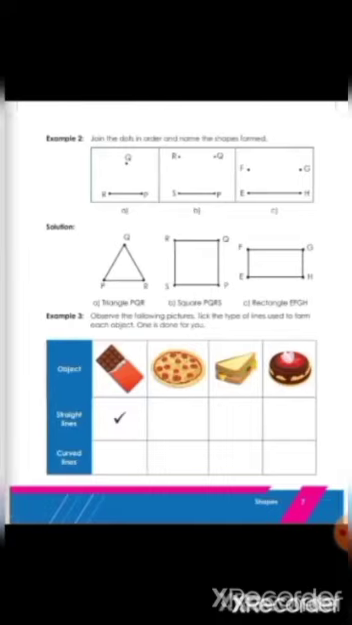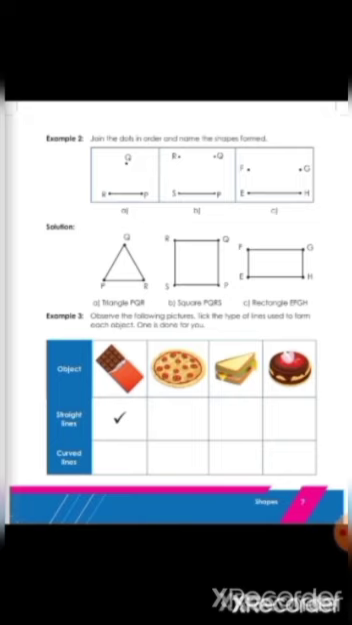Example 2: join the dots in order and name the shapes formed. When we join these dots, we can form a shape, a closed figure. If we join Q, R, P, we can get a triangle PQR. If we join P, Q, R, S, we can form a square PQRS. When we join E, F, G, H, the shape formed is rectangle EFGH.